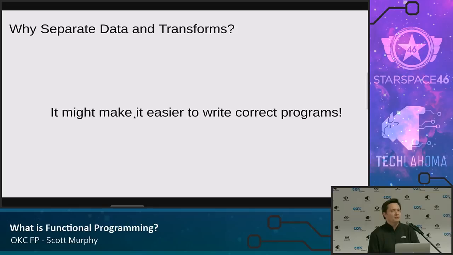So another reason that you might want to separate data and transforms is it makes it easier to write correct programs. A lot of the rest of this is going to be about program correctness. At least when I was in school learning about programming, program correctness was almost an afterthought. You maybe had one proof class, maybe a little bit of talk about it, and then the rest of the time was, hey, go out and write. If your program does what it's supposed to do, it's correct, right? What else do you need?